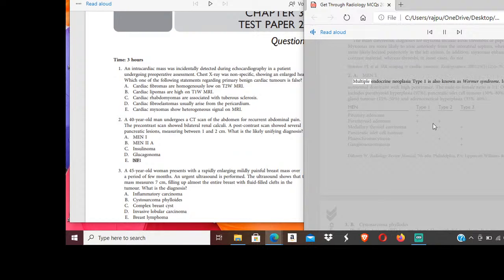2a. MEN-1, multiple endocrine neoplasia type 1, is also known as Wermer syndrome. Inheritance is autosomal dominant with high penetrance. The male-to-female ratio is 1:1. Organ involvement includes parathyroid hyperplasia, 97%; pancreatic islet cell tumor, 30 to 80%; anterior pituitary gland tumor, 15 to 50%; and adrenocortical hyperplasia, 33 to 40%.